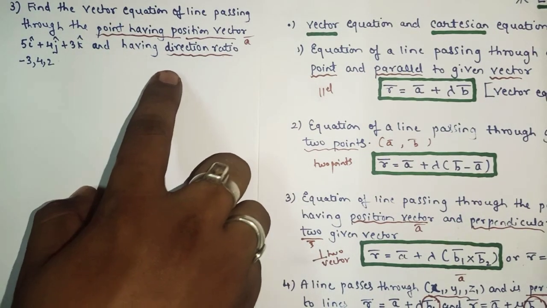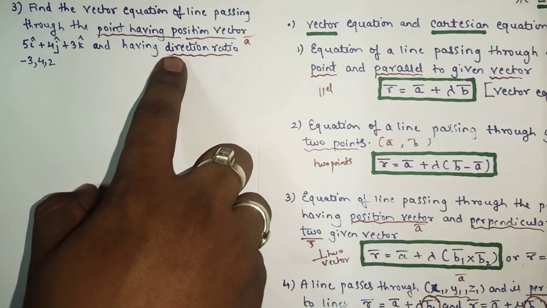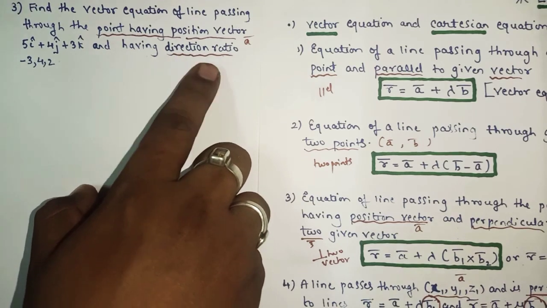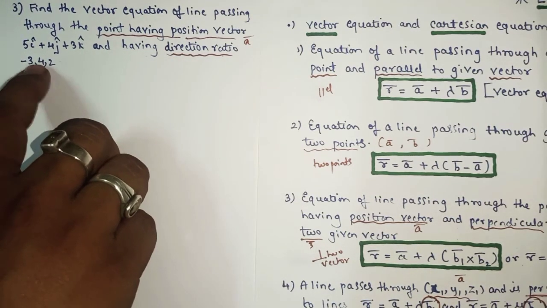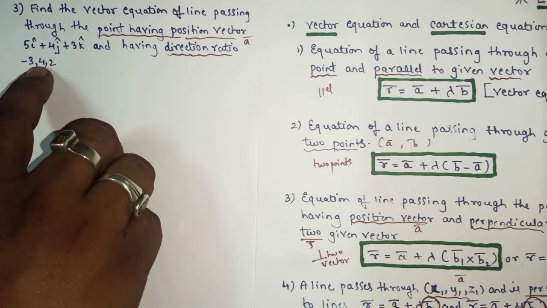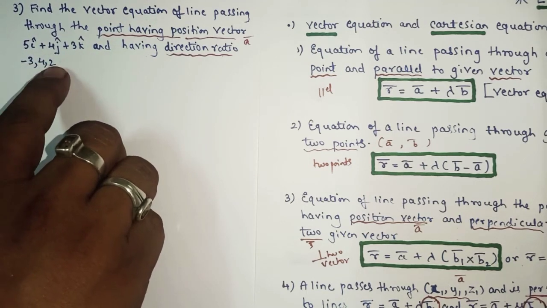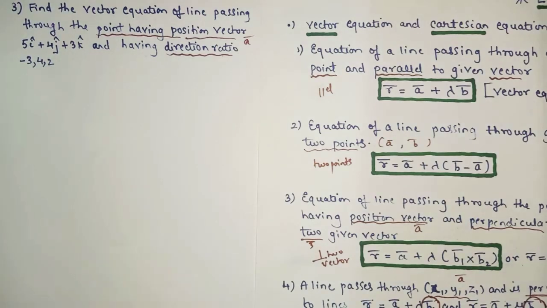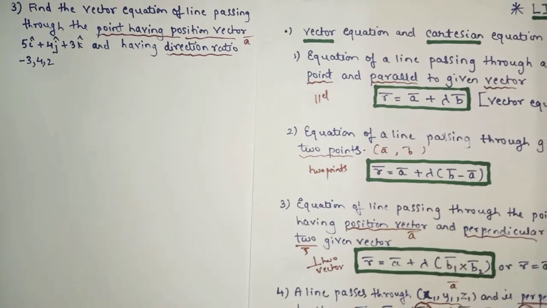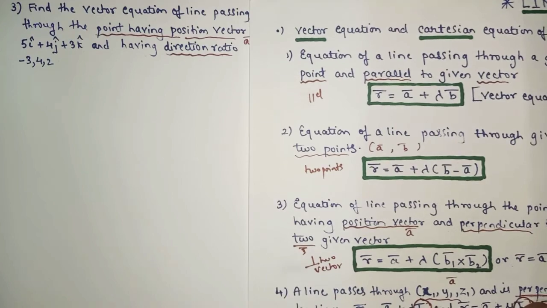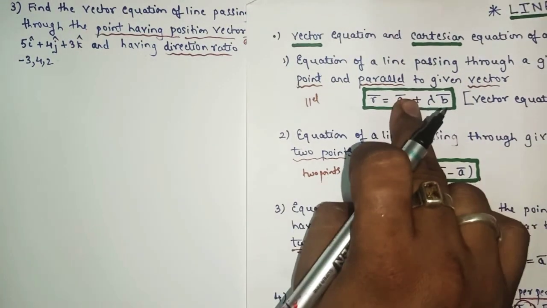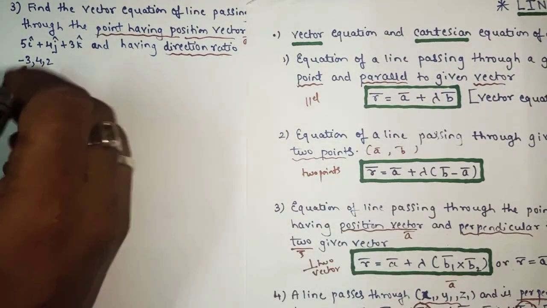In place of parallel to the vector, they have used the words having direction ratio. So the direction ratio here is minus 3, 4 and 2. We'll convert this direction ratio into vector form, so this will be minus 3i plus 4j plus 2k. So let's begin with the sum. We come to the conclusion that we have to apply the first formula. Yes or no? The first one.